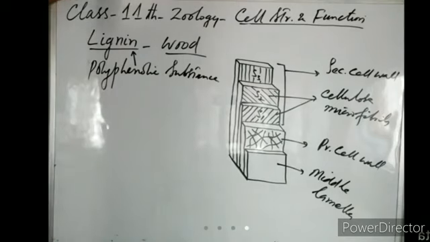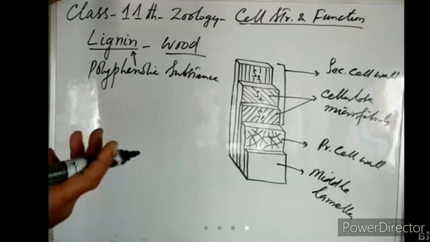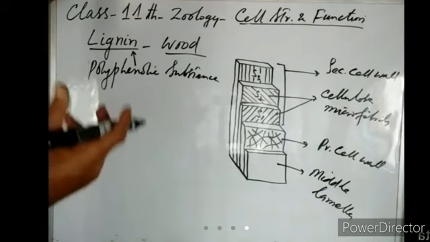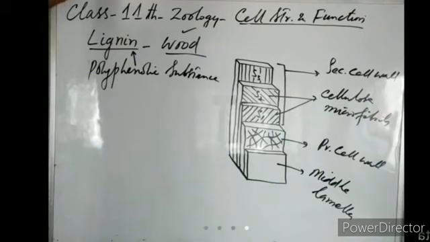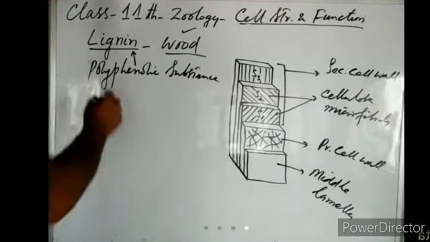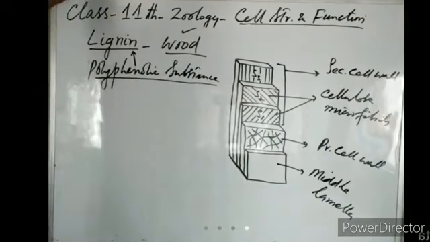So you might have seen large trees. How can those large trees support and bear their body weight? They have a large number of branches and leaves and fruits. So how are they able to bear that weight? That weight is borne by the strength of the wood. So in their secondary cell walls, a substance known as lignin is deposited. This lignin is a polyphenolic substance, and it forms the wood, which provides strength to these large trees.